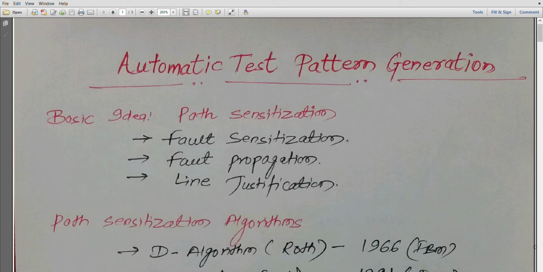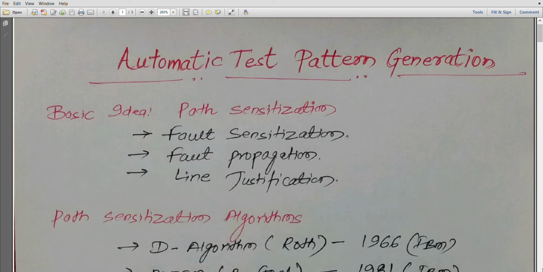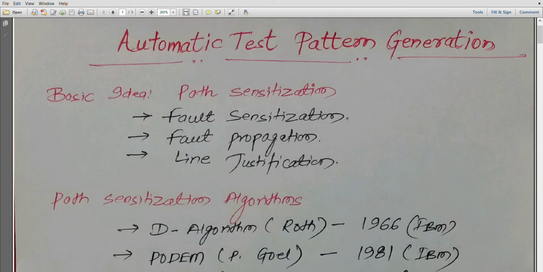So, the basic idea behind the ATPG scheme is path sensitization. Okay, that we have already seen in the previous lecture, how path sensitization is useful to generate the test vectors for any combinational circuit.